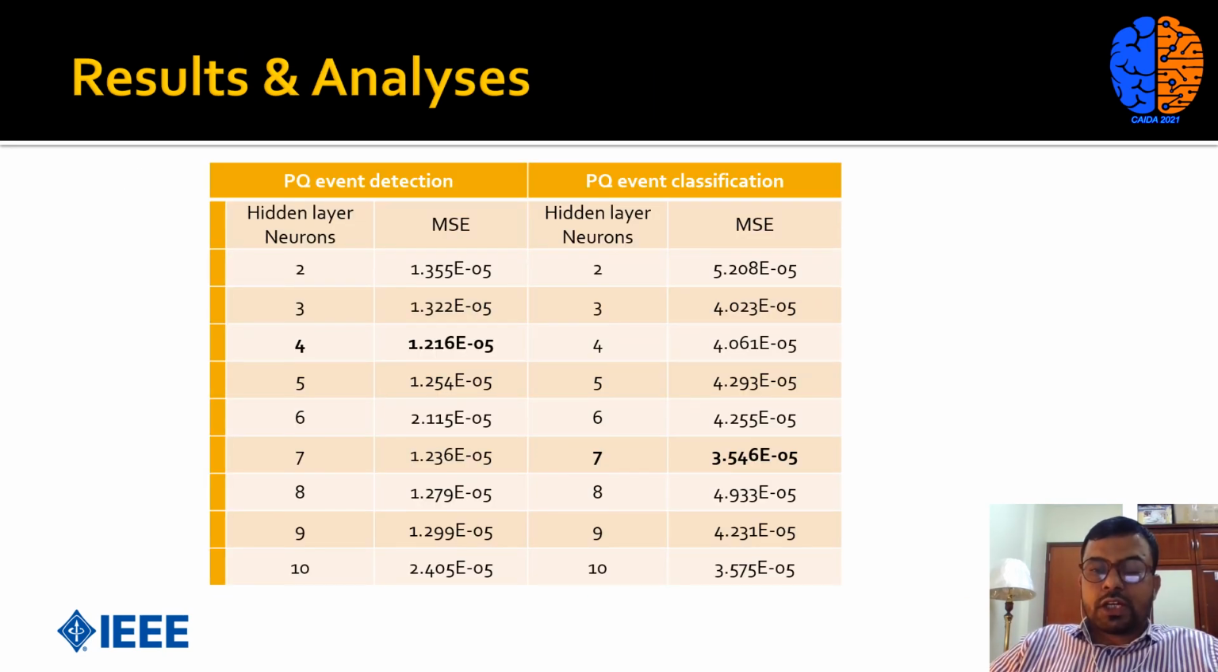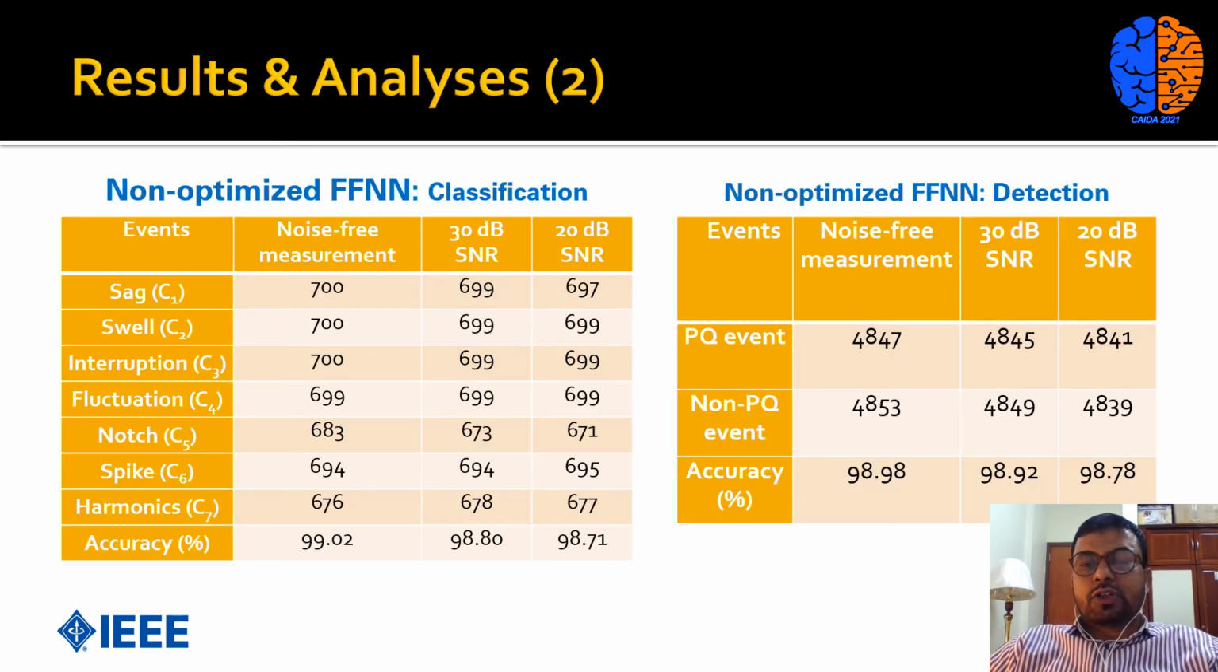This table shows the MSE values of the PQ event detection and classification neural networks with different numbers of hidden layer neurons, where tan sigmoid was the squashing function and Levenberg-Marquardt was the training algorithm. This table shows the PQ event detection and classification results under noisy and noise-free measurements with the non-optimized neural networks.